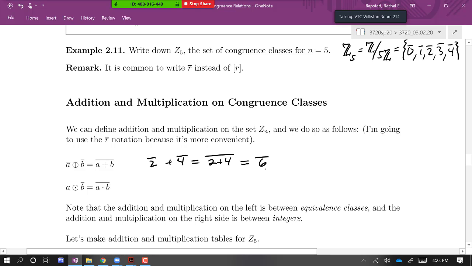If this is a well-defined operation, I ought to get a result that's already in my set. Is there another name for the equivalence class of 6? It's 1, yeah. Right, so 6 is equivalent to 1 mod 5, right? It's 1 more than a multiple of 5.